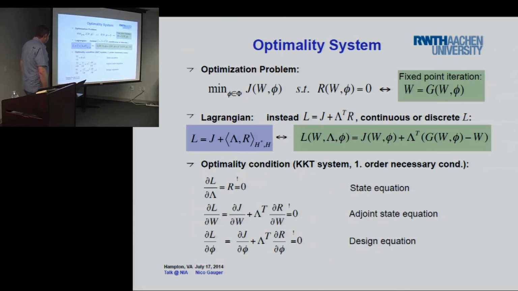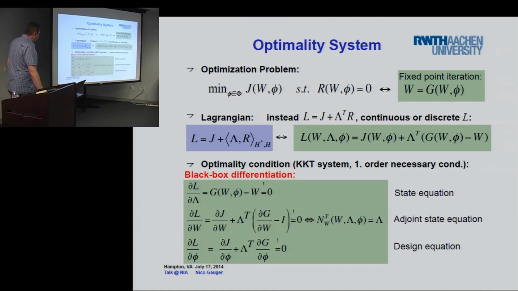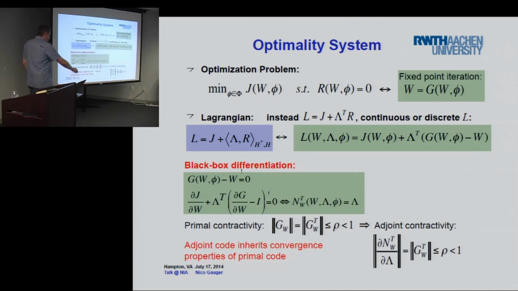If you linearize instead in the R, and you solve this system of equations, I can tell you, and most know that, this matrix has very high condition numbers. So this problem is ill-conditioned. You inherit convergence problems and accuracy problems. And here you have the nice thing: if the primal converges, the adjoint converges with the same contraction rate rho.